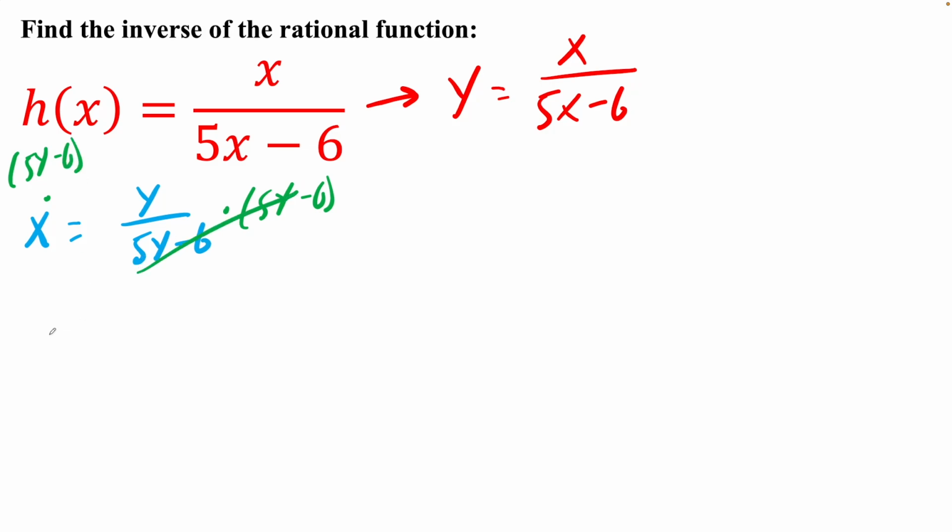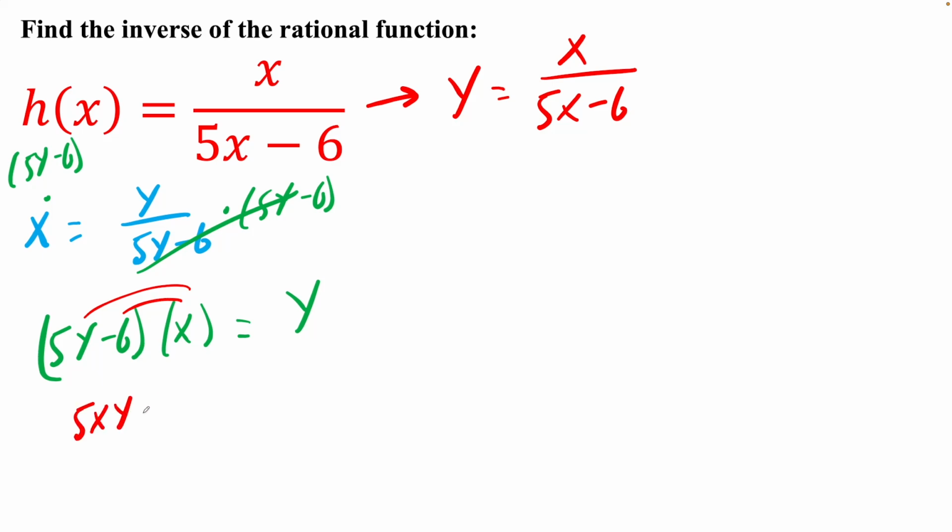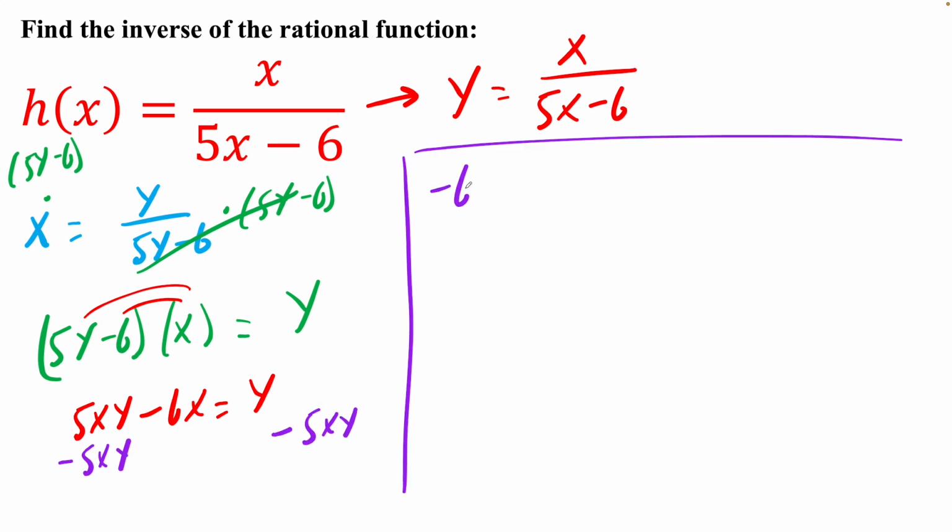So this will cancel out, and we will have (5y - 6) in parentheses, and this is also in parentheses, x is equal to y. We'll go ahead and distribute, so we will have 5xy minus 6x is equal to y. And then we'll go ahead and subtract 5xy, subtract 5xy. So we'll have negative 6x is equal to y minus 5xy.